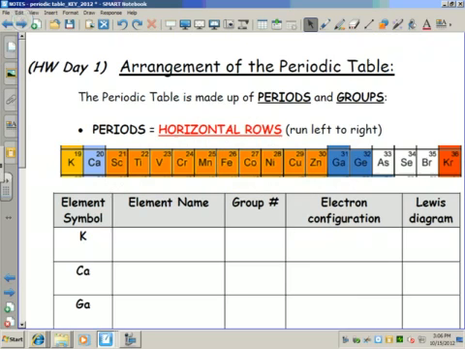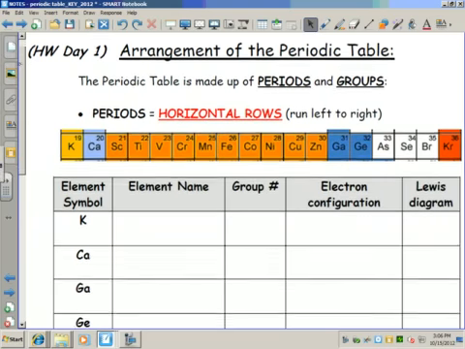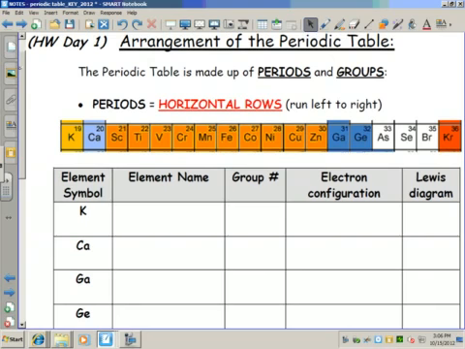So that's a little bit more into periodic law, and a good analogy, I think, on how to keep track of how the periodic table works, where the similarities are and where they aren't. What you had to do for homework tonight is work a little bit on the arrangement of the periodic table. I'm going to take you through it.